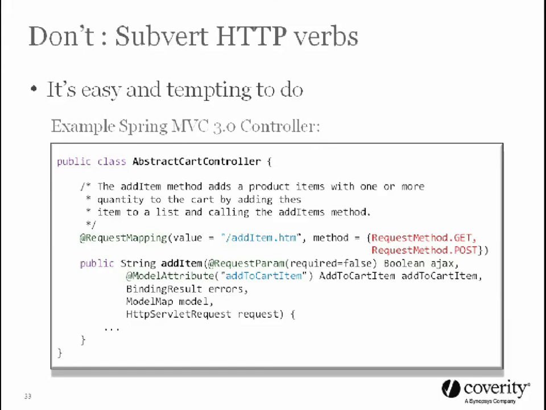So here's a piece of code from a Java open source web application. It's a Spring MVC 3.0 controller, some cart. So you can even read the comment what it's doing. It's adding an item to the shopping cart. And you can see that it's an entry point because it's got the request mapping annotation. And you can see also that the request methods that it's handling are GET and POST.